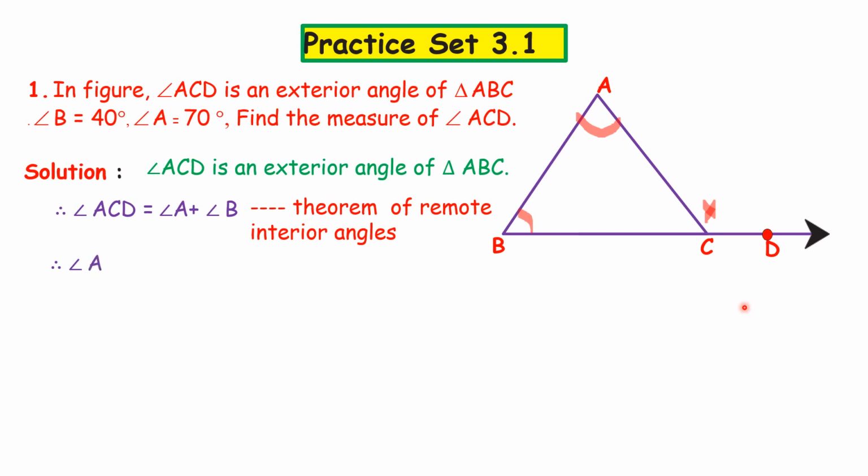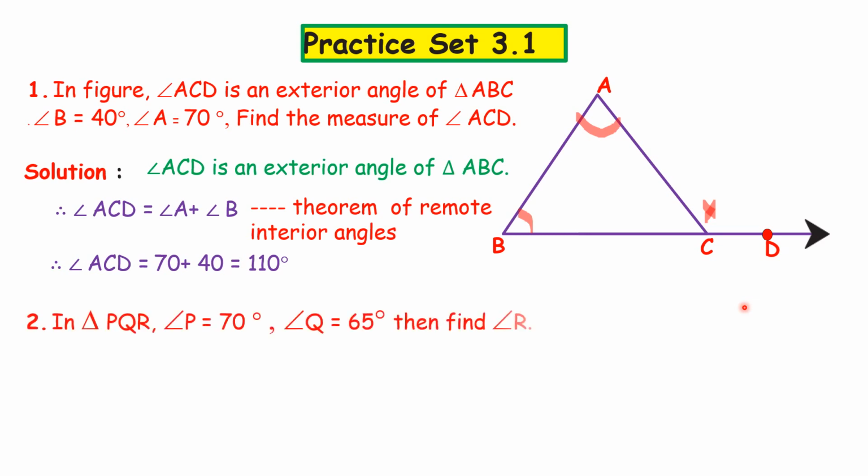Now substitute the values. 70 degrees plus 40 degrees, 110 degrees. So write down the answer. Angle ACD is equal to 110 degrees.